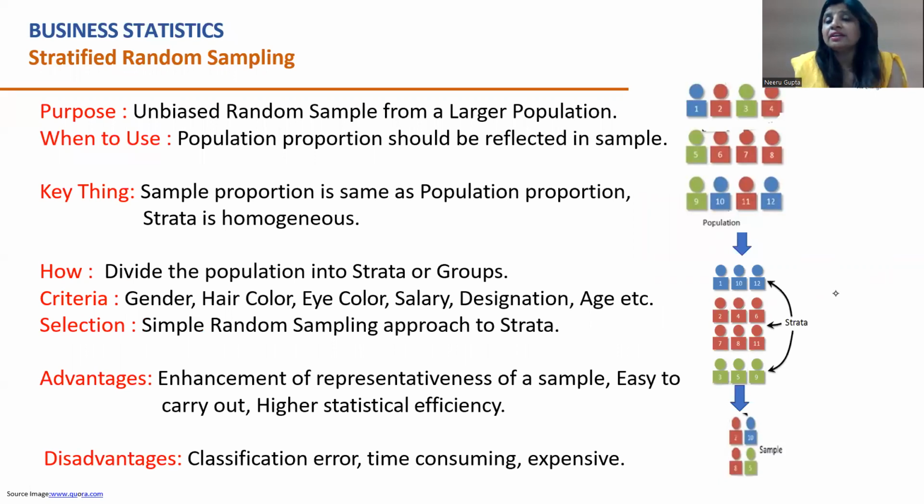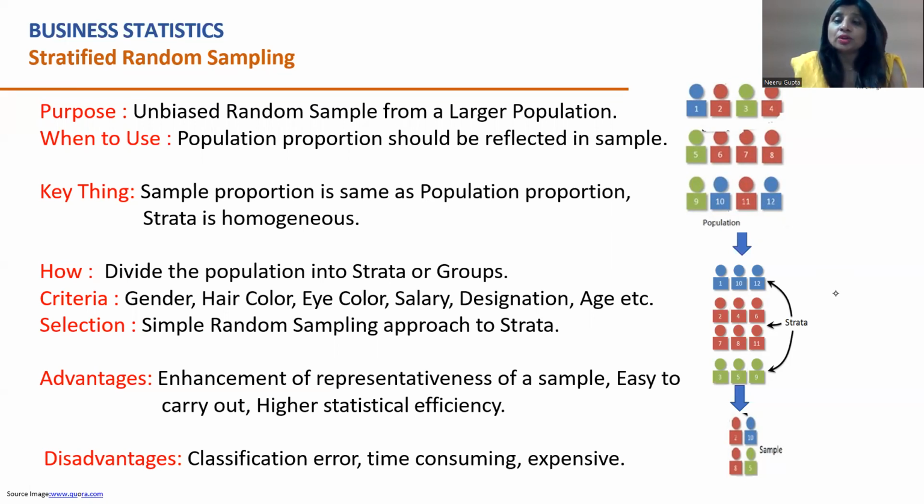What do you mean by stratified? Stratified means the sample we have taken from the strata. Strata means some groups, and those groups have homogeneous characteristics. So what is the purpose of this kind of sampling? Stratified random sampling gives an unbiased random sample from a large population; all probability sampling gives unbiased random samples. And this sampling is used when the population proportion should be reflected in the sample. What is the main thing? The sample proportion is the same as the population proportion.